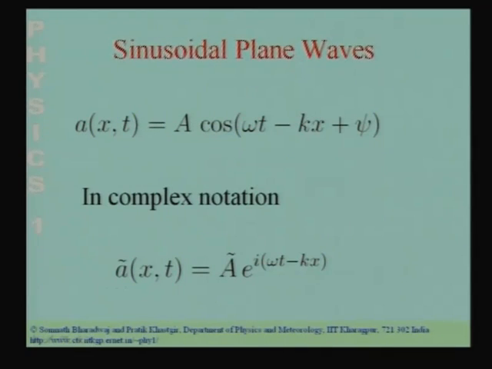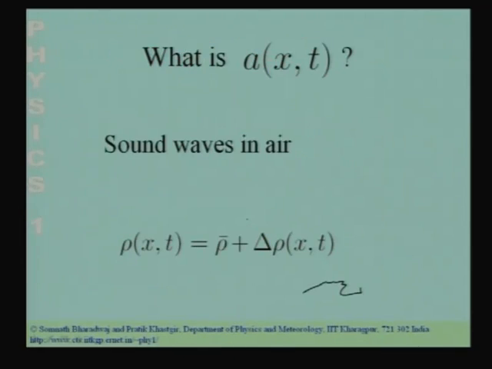So, now let us discuss this particular sinusoidal plane wave in somewhat more detail. The first thing is, let us ask the question, what do we mean by this A, which is a function of x and t? What is the physical quantity that this A, which is a function of space and time, which is the quantity that oscillates as a function of space and time, what does it represent?